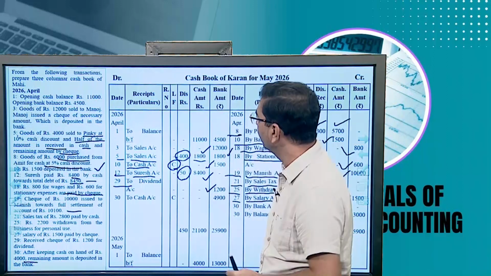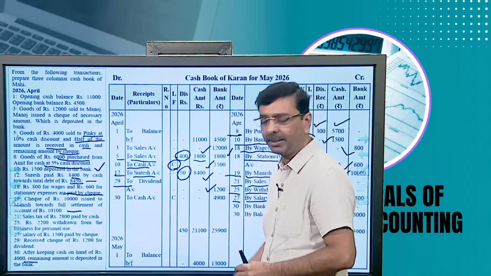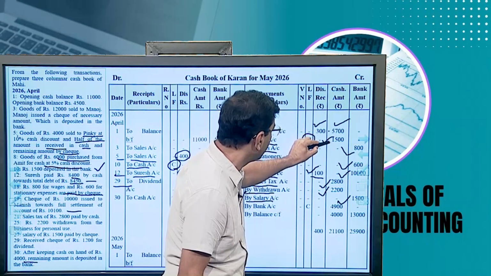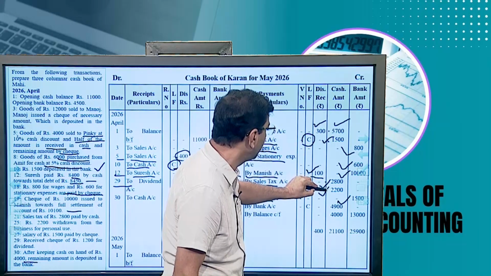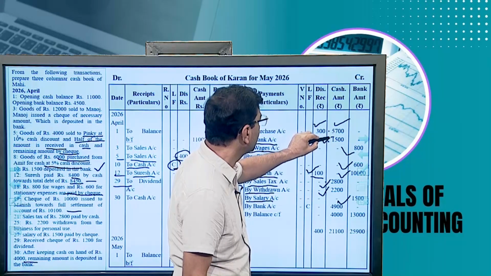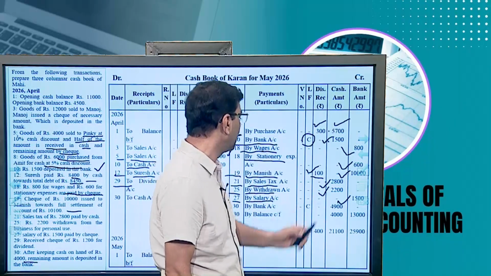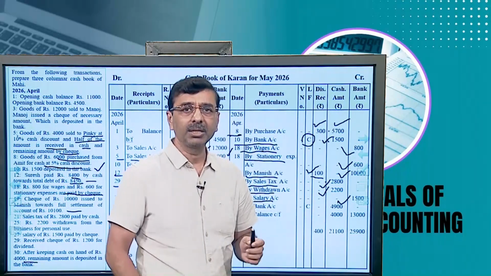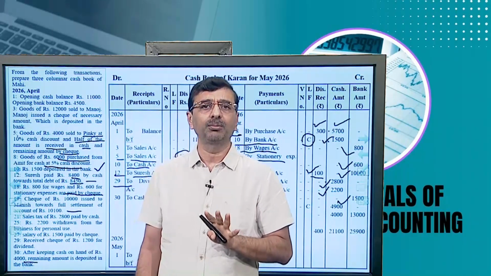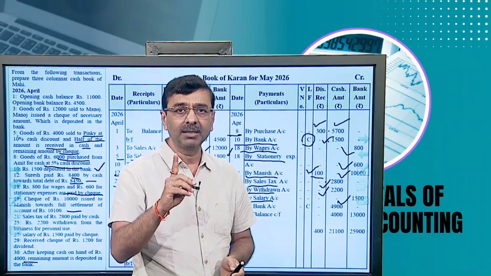Now we'll make a total of the cash column. The cash amount total on the debit side is 21,100, and now we'll total the payment side: 5,000, 5,700, 1,500, 2,800, 2,200. So this is 5,000, 10,700, 11,700 and 12,200. 21,100 minus 12,200 would be 8,900, its balance. How much are we keeping in hand? 4,000 rupees we are keeping in hand. So 4,000 we will consider as the closing balance.